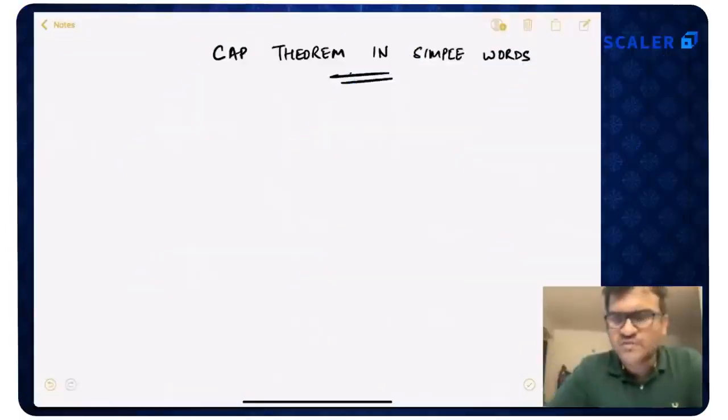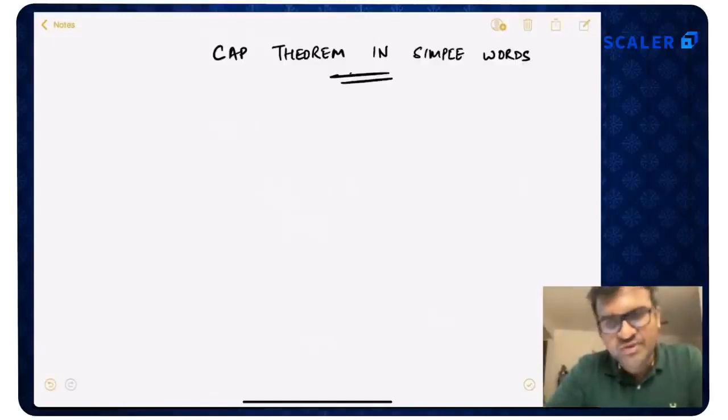All right, so let's first look at why do we even need to learn CAP theorem. CAP theorem is one of the most basic principles of distributed storage. So if at all you think about building or working on distributed systems in the future, CAP theorem is a must-have, must-know. So that's why you need to learn CAP theorem.